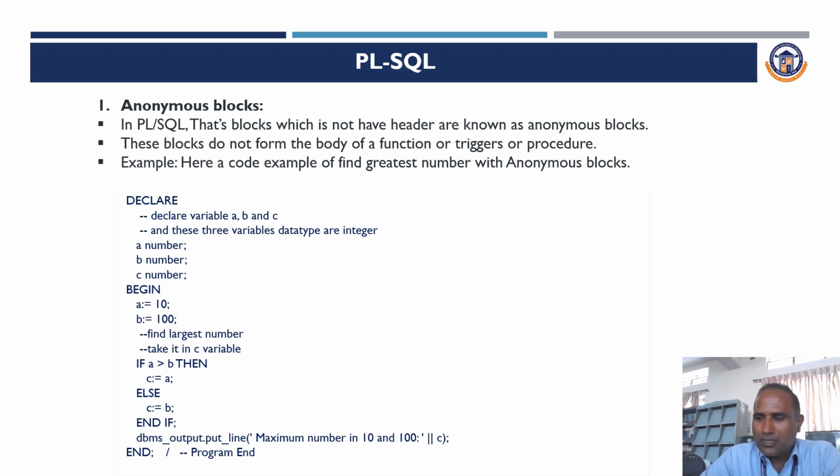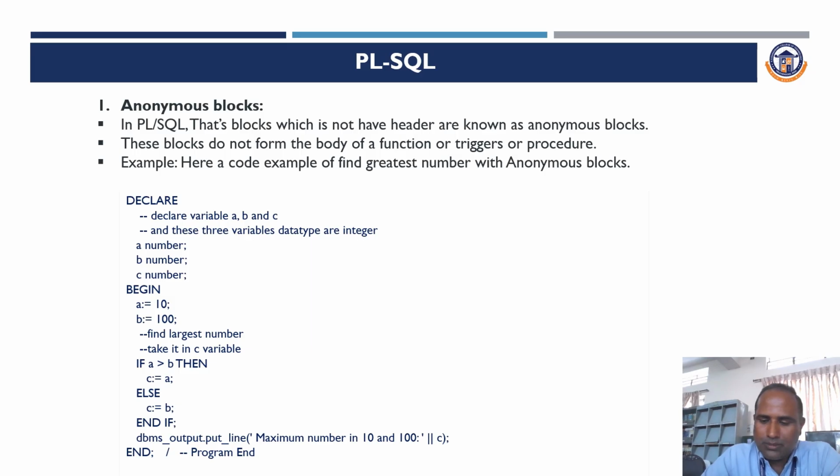Then if you want to display the output, we have to use the function called put_line: dbms_output.put_line. This is the statement which is used to display your output. It's like System.out.println in Java, printf in C. This is the output statement. This is a simple PL/SQL program.